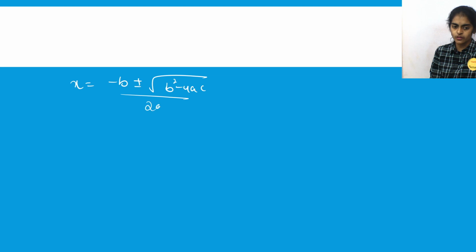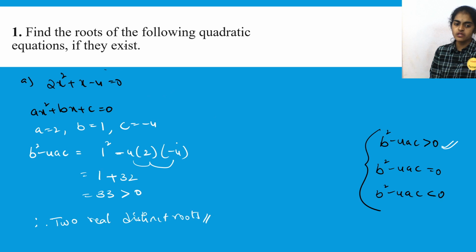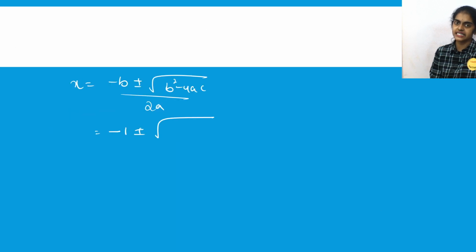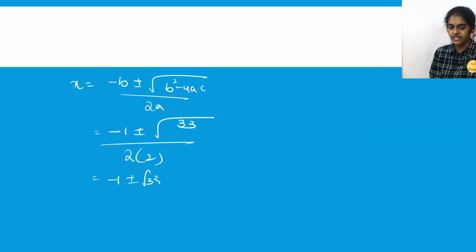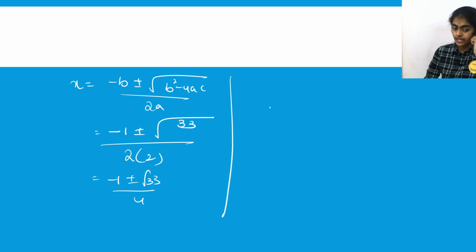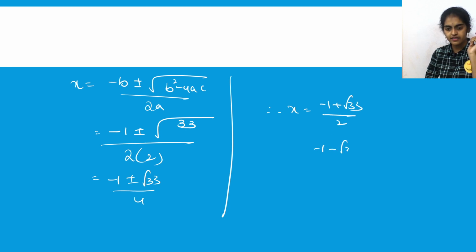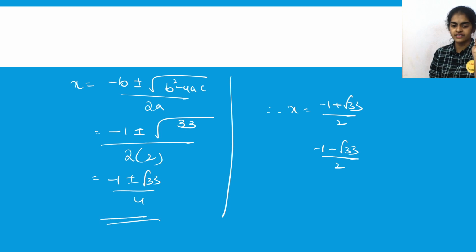Using quadratic formula method, it is minus b plus or minus root over b square minus 4ac upon 2a. So that is minus b is 1 plus or minus root over b square minus 4ac value you got as 33. Substitute it directly, divided by 2 into a is 2. So that is minus 1 plus or minus root 33 divided by 4. Now therefore x value you can take it as minus 1 plus root 33 divided by 2 one time and also minus 1 minus root 33 by 2. So this divided by 4 you have here, isn't it?